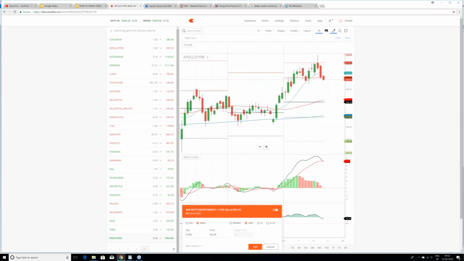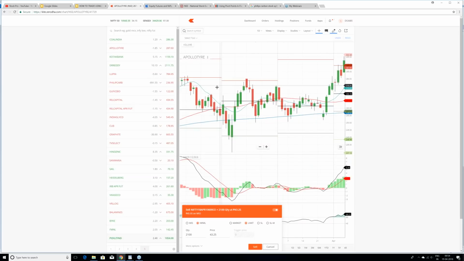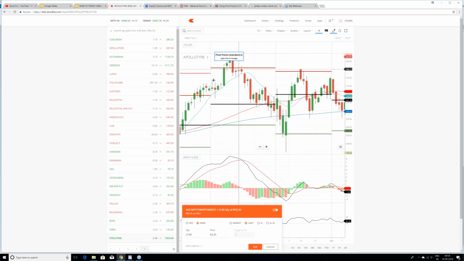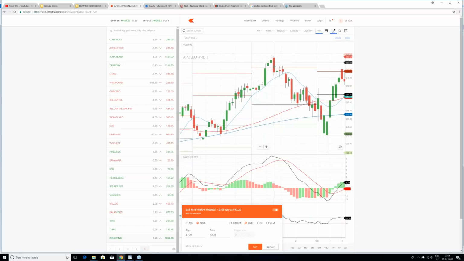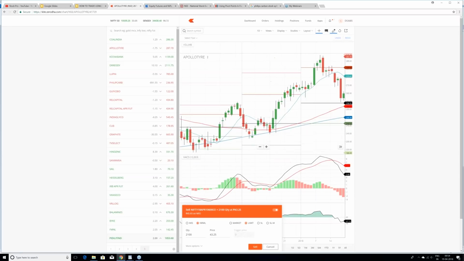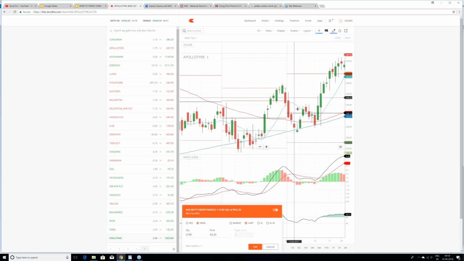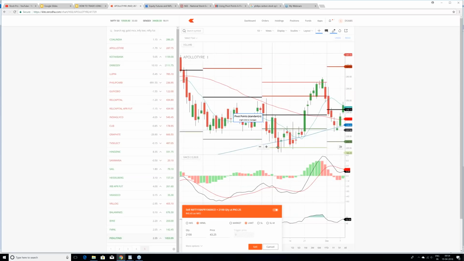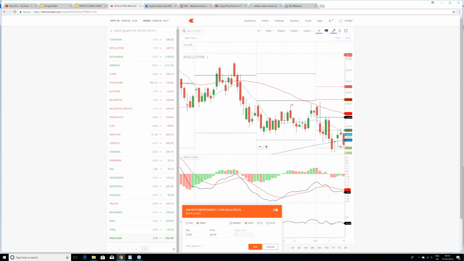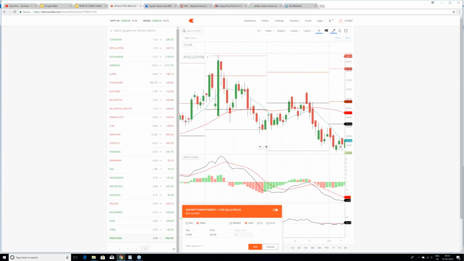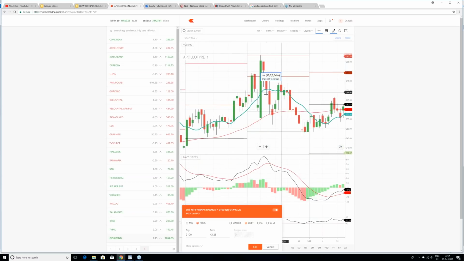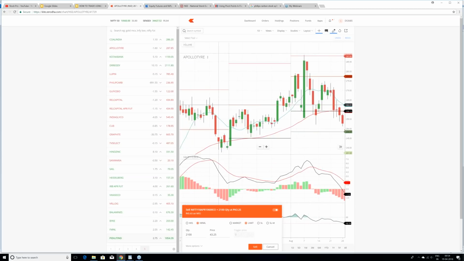I want to show you previously also it has experienced resistance. Then see here again, it went up, but it couldn't sustain and came down. I have seen Apollo Tyres face resistance and come down again and again. I've seen many times this particular stock experiences resistance from the pivot point.